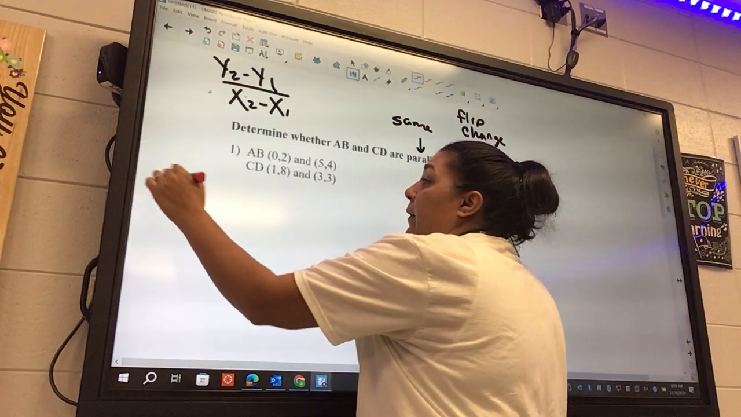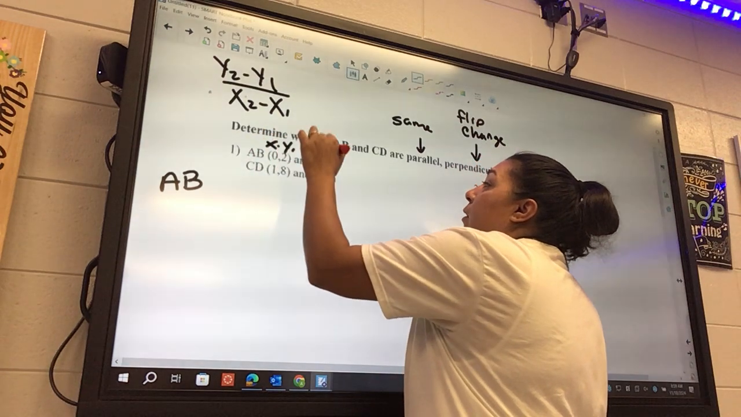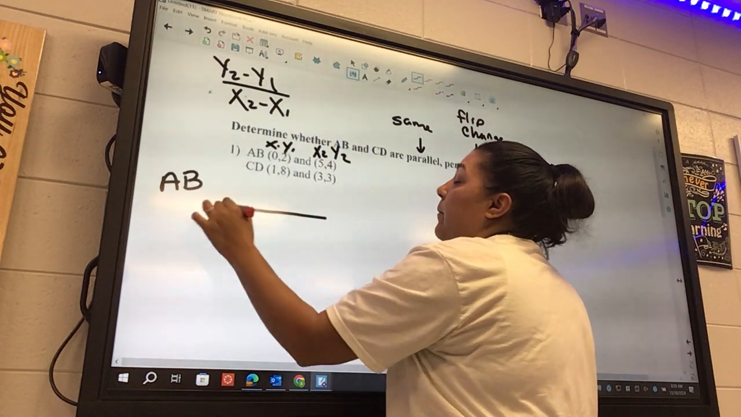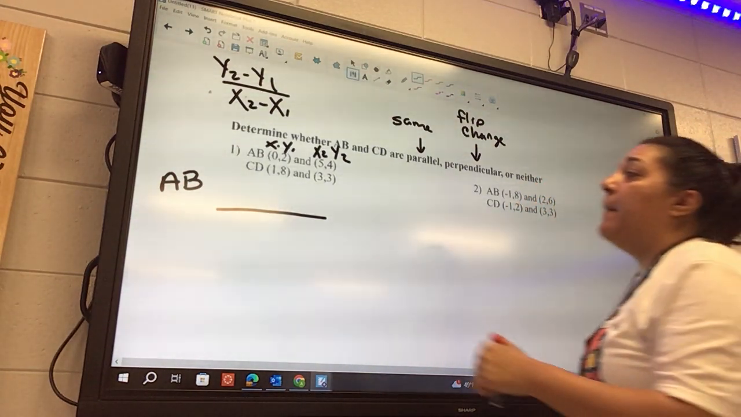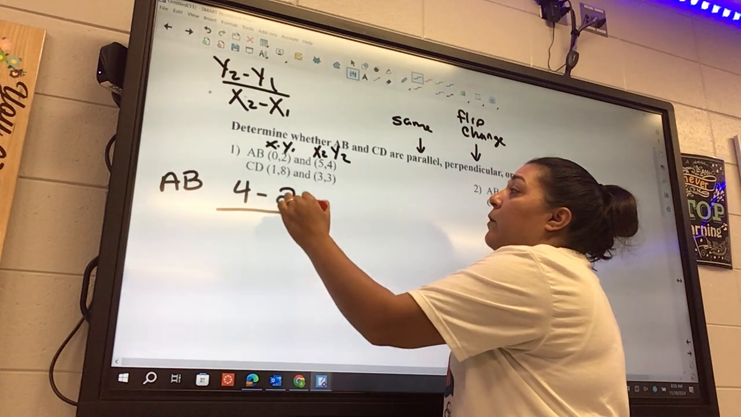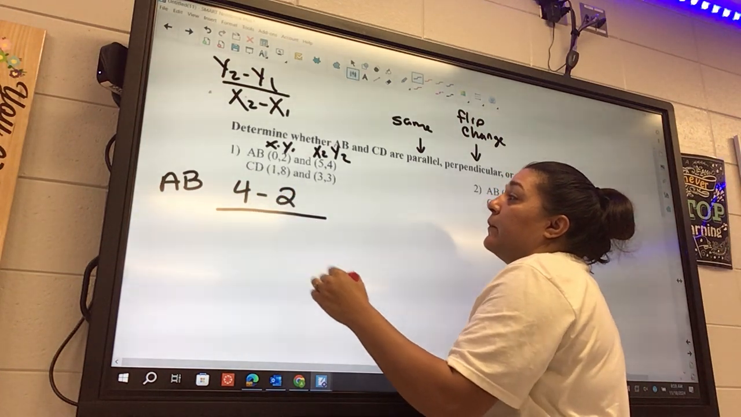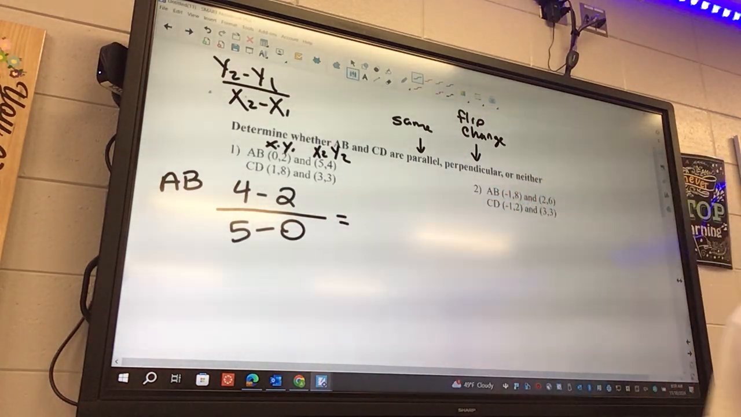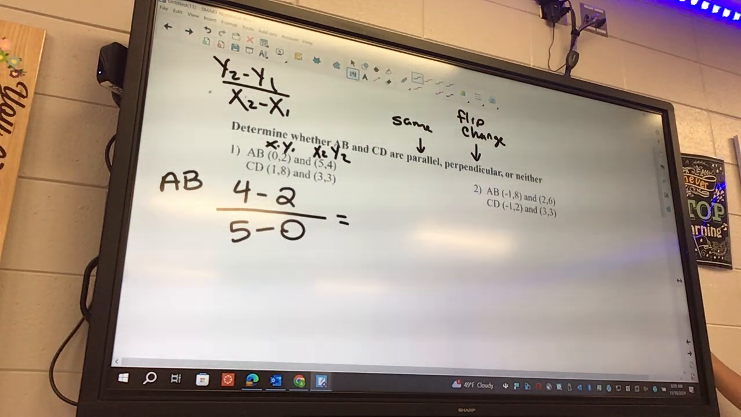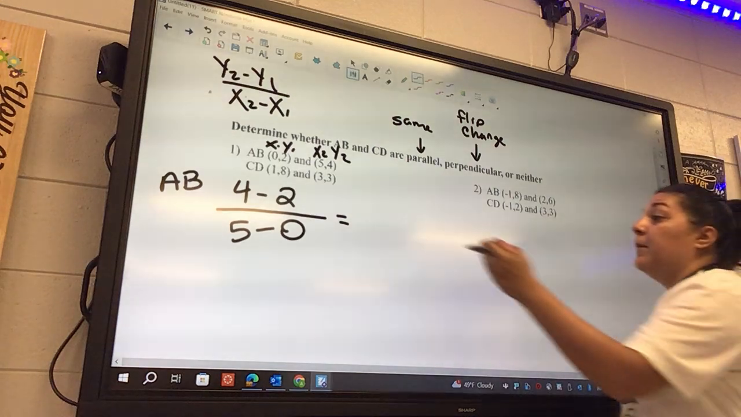So AB is going to be x1, y1, x2, y2. And I'm going to use that formula. What is my y2? 4 minus y1, 2, over x2, 5 minus x1, 0. Type that in your calculator and see what you get. 2 over 5.